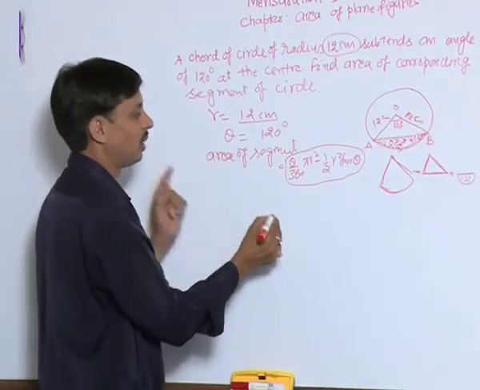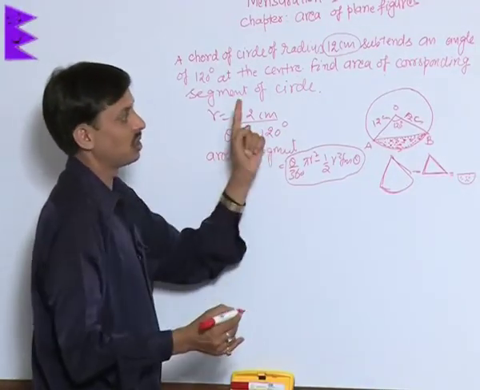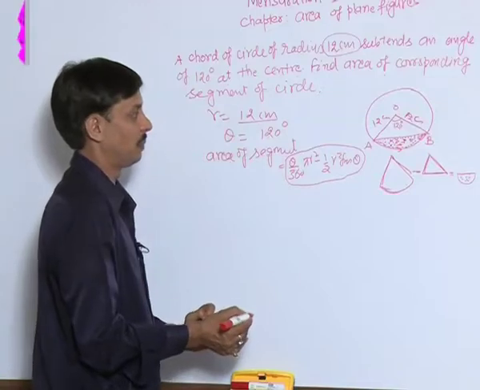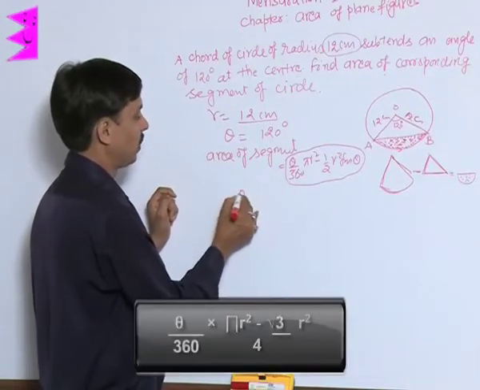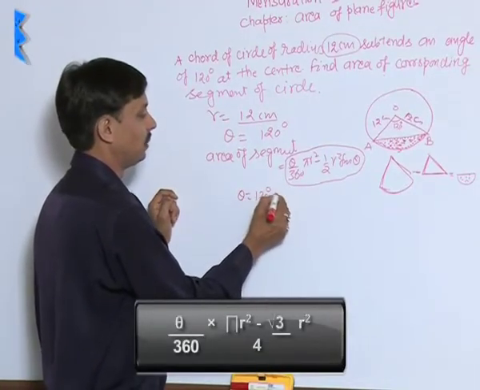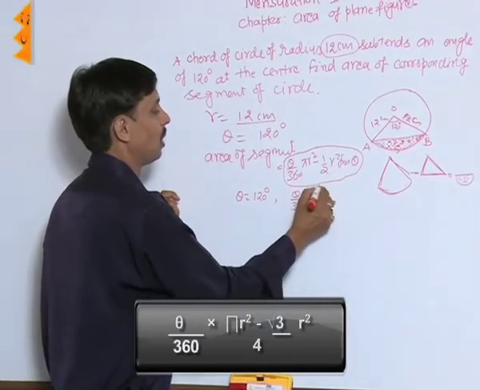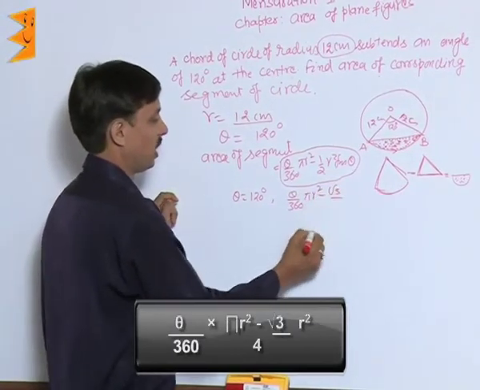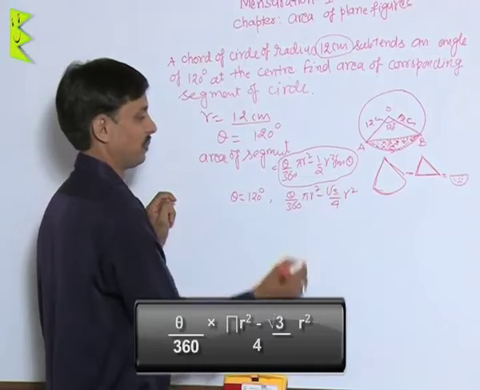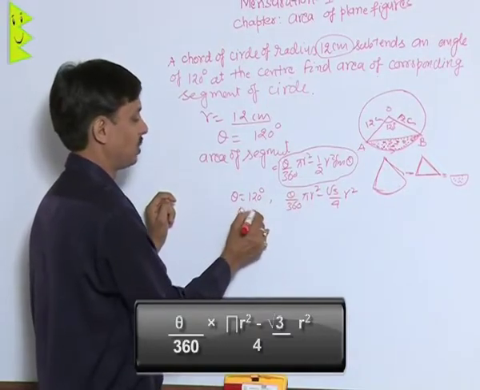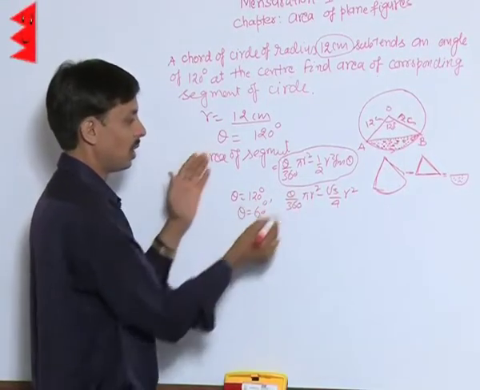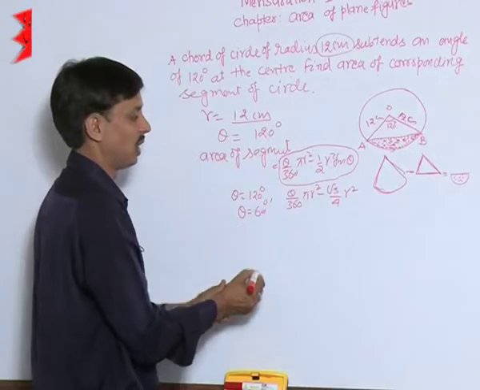Another formula I told you when I was discussing the theoretical part of this chapter, in case theta is 120 degree, can be used like theta by 360 pi r square minus root 3 by 4 r square. The same is the formula in case theta is 60 degree. So we can use any of the formulas.